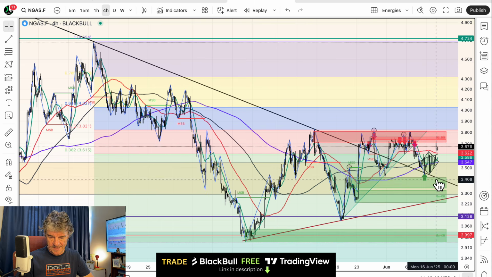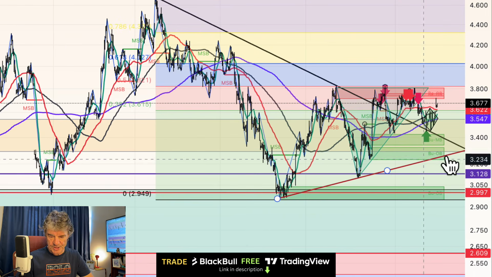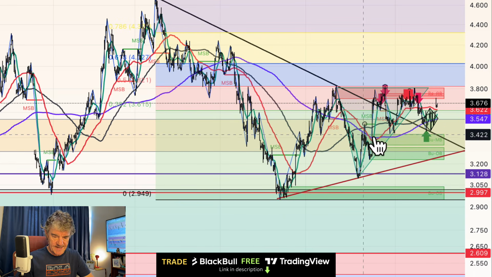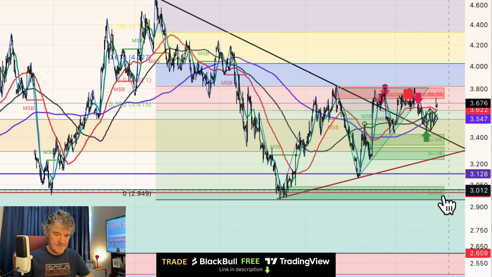I wouldn't mind taking another long down near these trend lines, maybe into that order block, and the lower trend line coming up from underneath, the red one. It's a very short, shallow trend line, but nevertheless it's there. So any dips down into this sort of zone, or even $3 would be great, maybe even below $3.